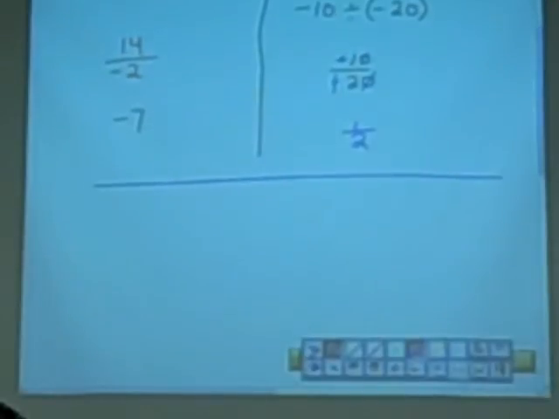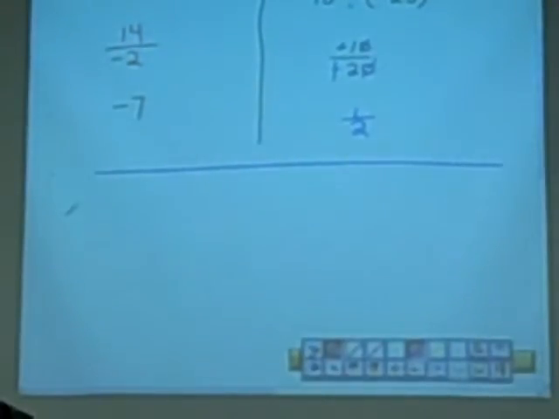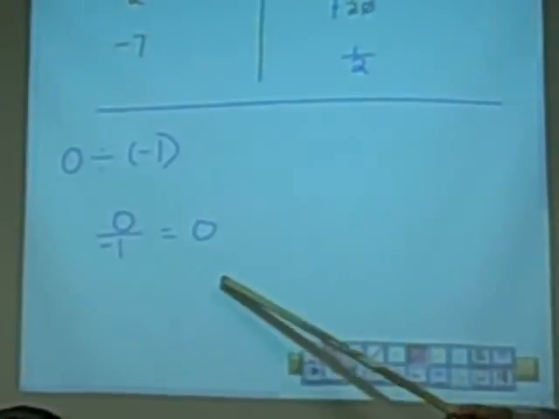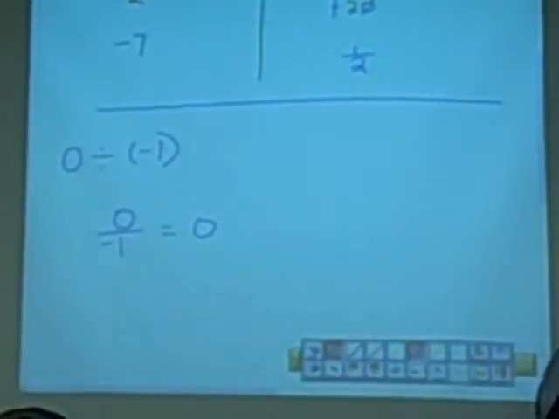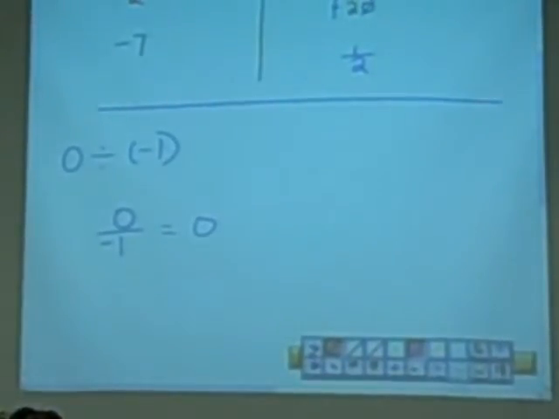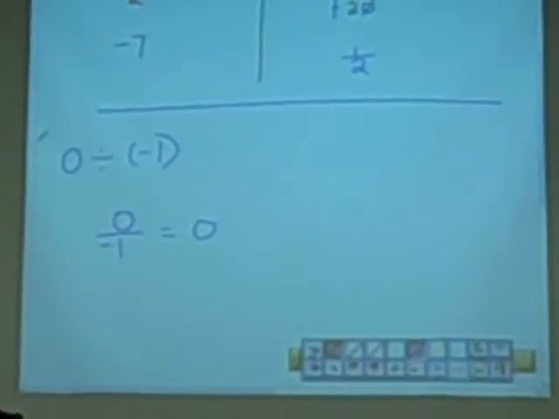Okay, well let's say that we have 0 divided by negative 1. So that's going to be 0 over a negative 1, right? Now anytime 0 is in the numerator, it's 0. Okay? You cannot leave it like this. You have to simplify it.